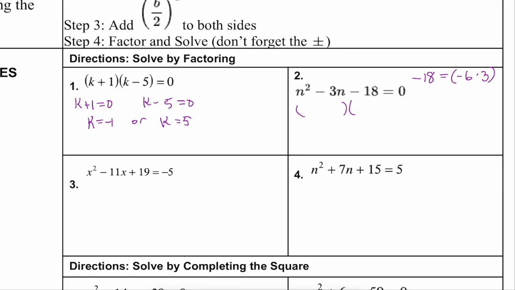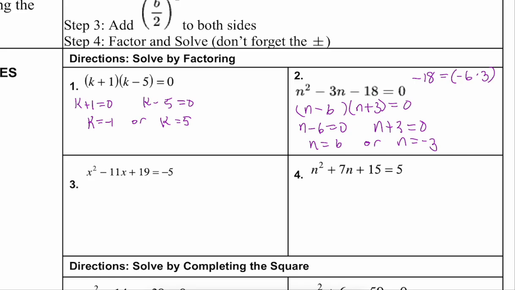So we know that if we are trying to factor and our back sign is negative, what the middle tells us is where we want the sign on the bigger number. We want the bigger number to be our negative. So that's why we get n-6 and n+3. You can check it by foiling. -6 times 3 is -18. -6 plus 3 is -3. And then we're going to split it apart. n-6 equals 0, n+3 equals 0. So n is equal to 6 or n is equal to -3.